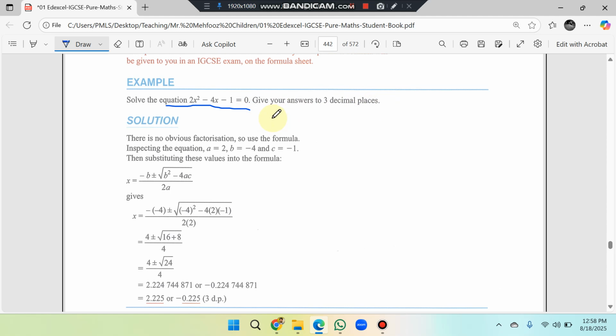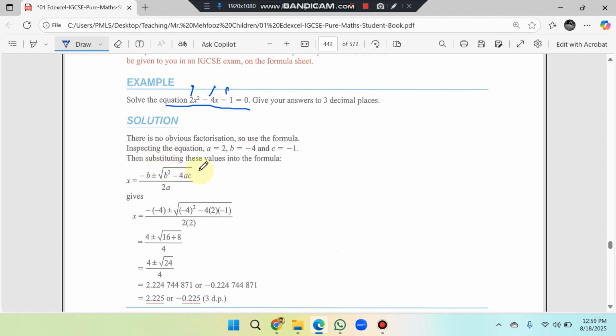If a quadratic equation has a factorization or has not a factorization, we can use the quadratic formula. But if a quadratic equation has not any proper factors, we strictly use the quadratic formula. Okay, there is no obvious factorization, so we use the formula, inspecting that a is 2, b is −4 and c is −1, right?